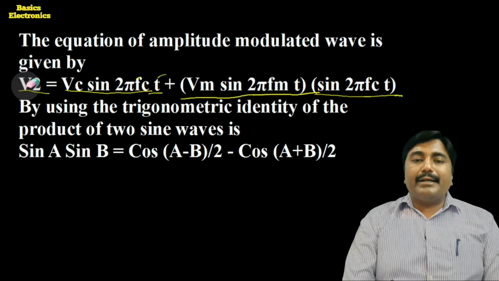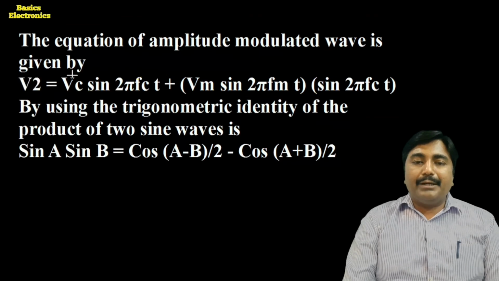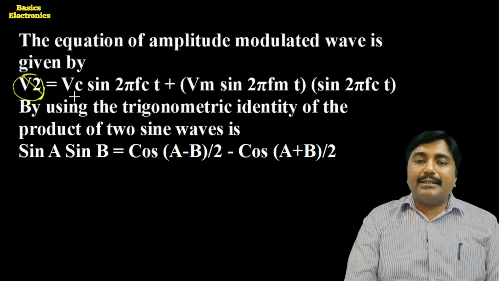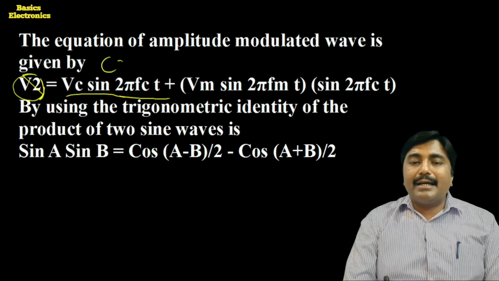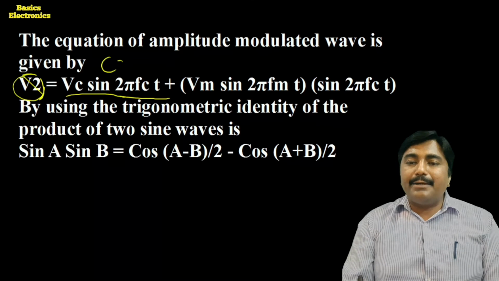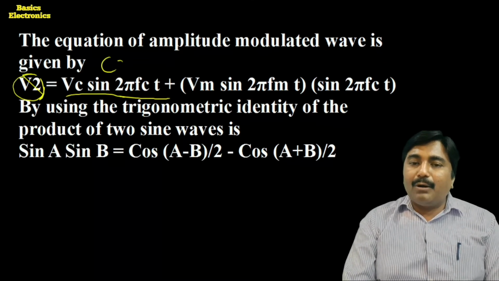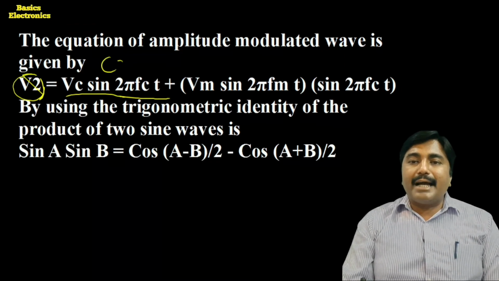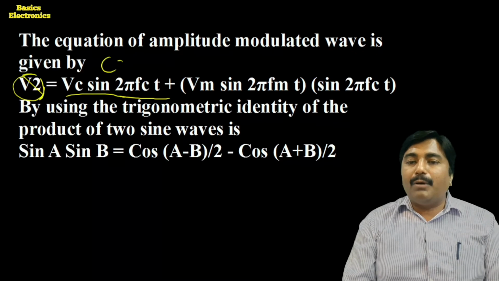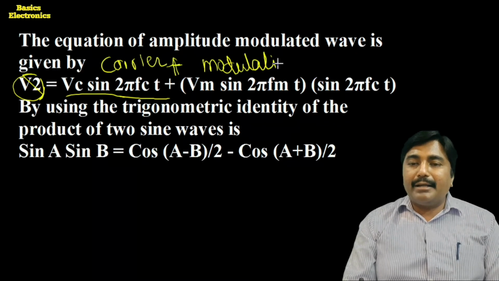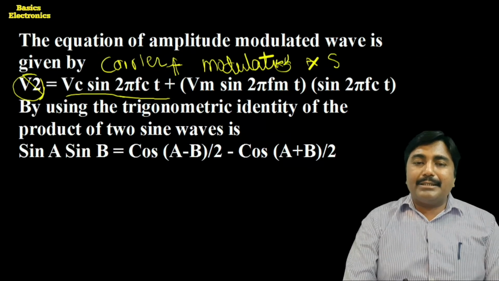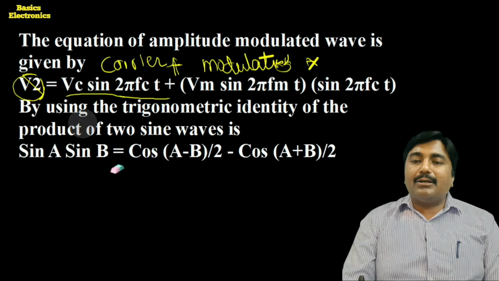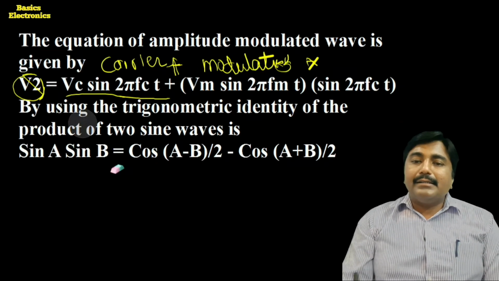So the amplitude modulated signal V2 is given by V2 equals Vc sin 2 pi fct. This is the carrier, plus Vm sin 2 pi fmt, which is the modulating signal, multiplied by sin 2 pi fct, which is also the carrier. So in that equation there is a carrier plus the product of the modulating signal and the carrier signal.